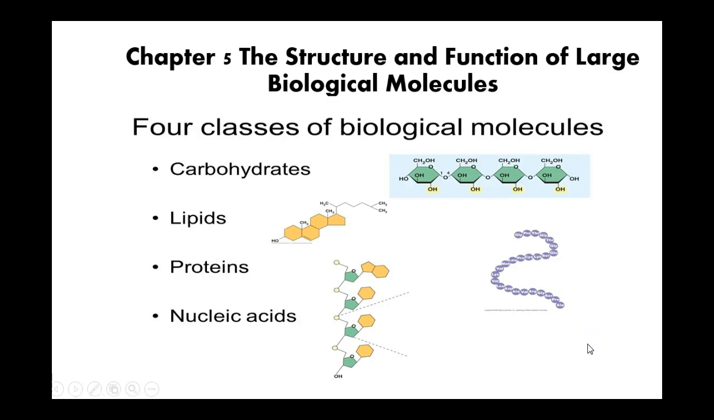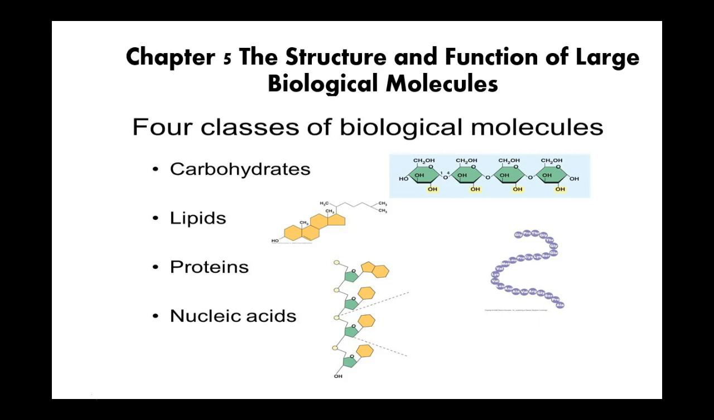Chapter 5, we talk more about molecules and their structure and function, but we're going to go a little bit bigger. We're going to talk about macromolecules. Two of the main things that you want to take away from this chapter are: what are the building blocks and what do they build? The building blocks are called monomers. What they build are multiples of those monomers, which are polymers.